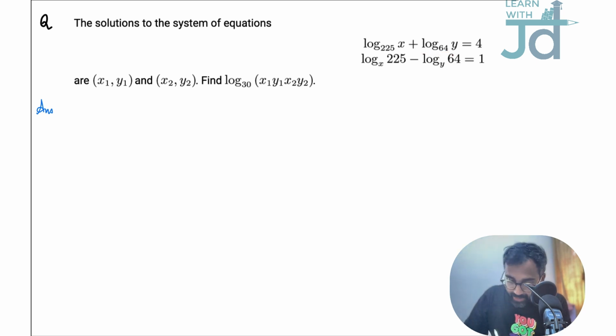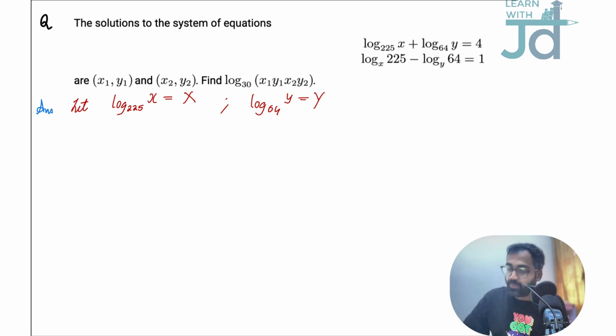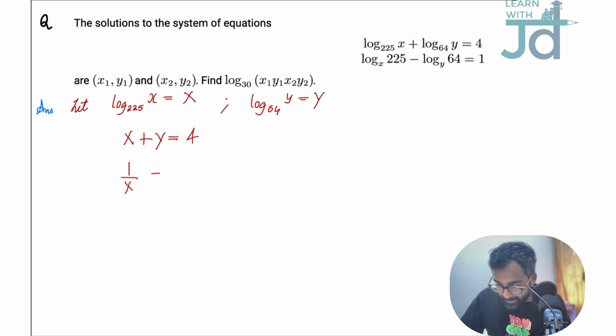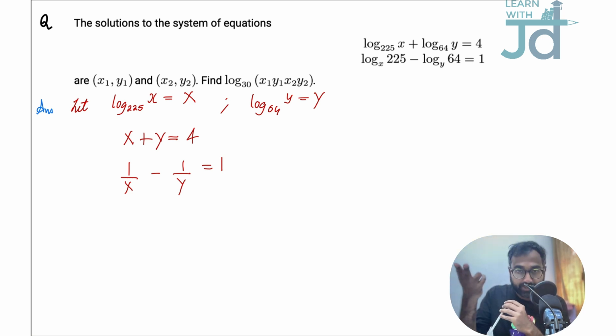So I'm just telling, let log x to the base 225 be capital X, and log y to the base 64 be capital Y. So the first equation I can write is X plus Y is equal to 4. Now what will be the second equation? Instead of this, what will I write? 1 over capital X minus 1 over capital Y is equal to 1. So now you got 2 equations and 2 variables. You just have to solve it.